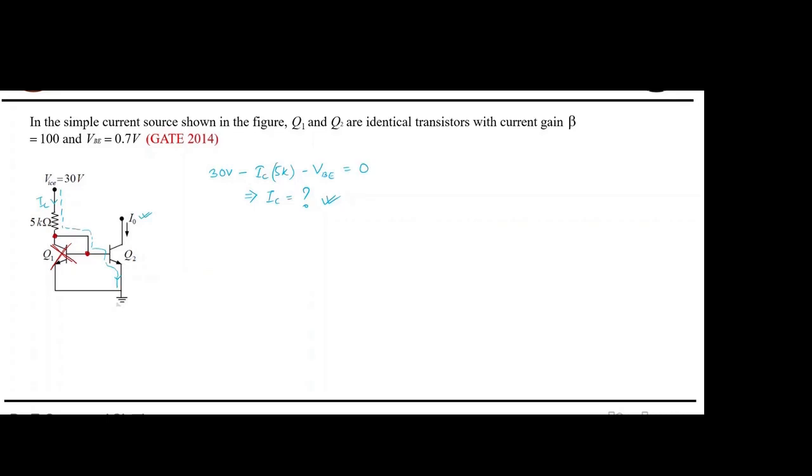What is I naught, sir? Actually, they are asking for the current source, but the current source cannot be calculated like this. Actually, the IC should be the answer. Sir, IC is equal to IB for Q2? Yes. Because here, if you see, this is the less resistive part. So it will try to go here. Current will always try to go to the least resistive part. Okay, we are moving on to the next question.